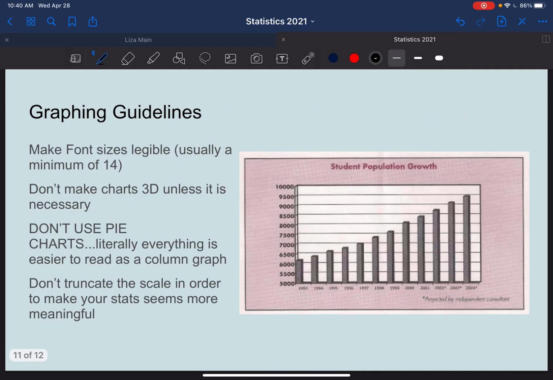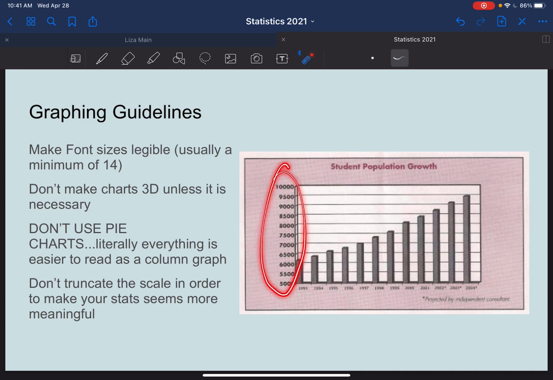This is another terrible graph. This one's really bad. There's so much going on here. First of all, let's talk about font size. This is much too small. Your minimum font size on a table, graph, whatever, on a chart graph, should be 14. This is like tiny. That's like an 8.